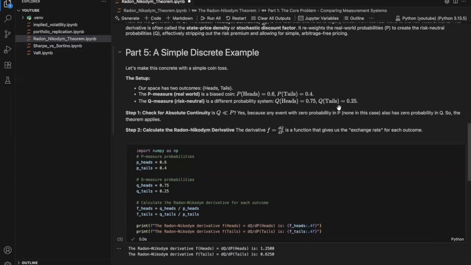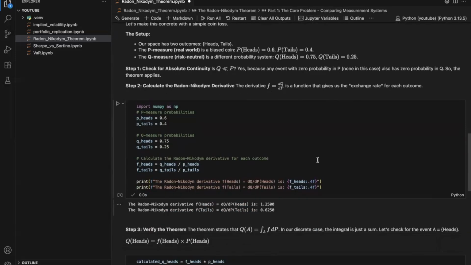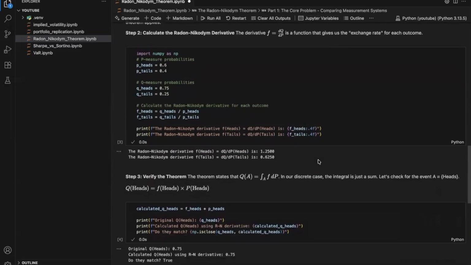Finally, let's verify the theorem. It says that Q of heads should be equal to the derivative of heads multiplied by P of heads. And there it is. 1.25 times 0.6 gives us 0.75, which is exactly our original Q probability for heads. It works perfectly. We have successfully used the derivative to convert from one measure to the other.